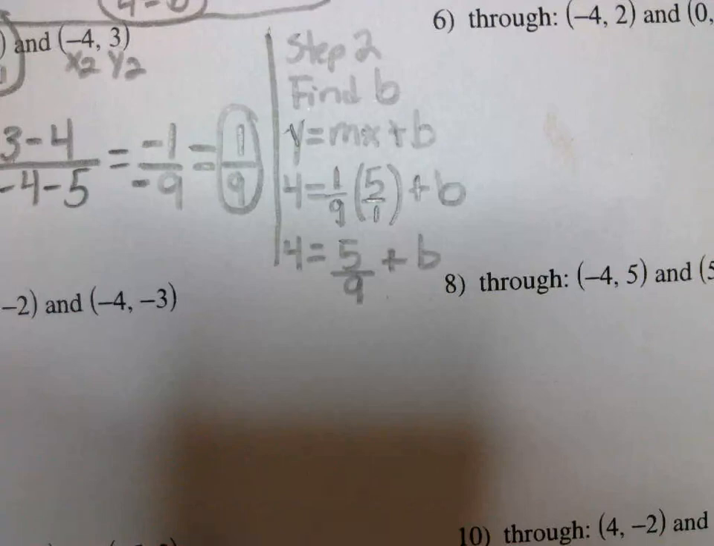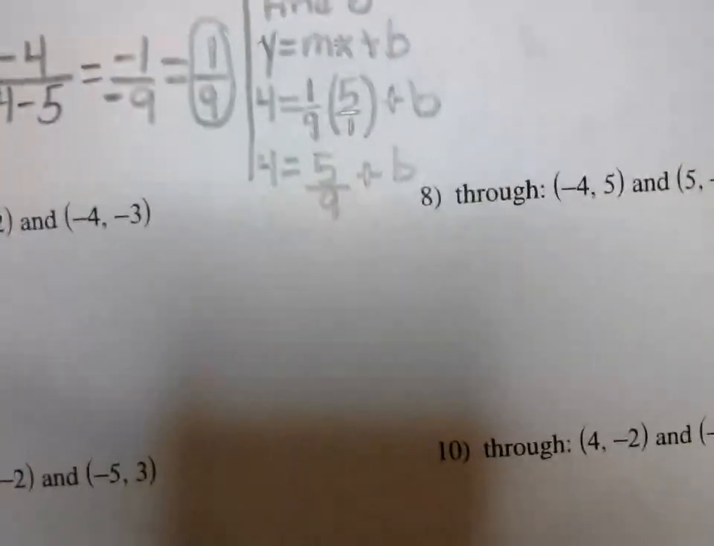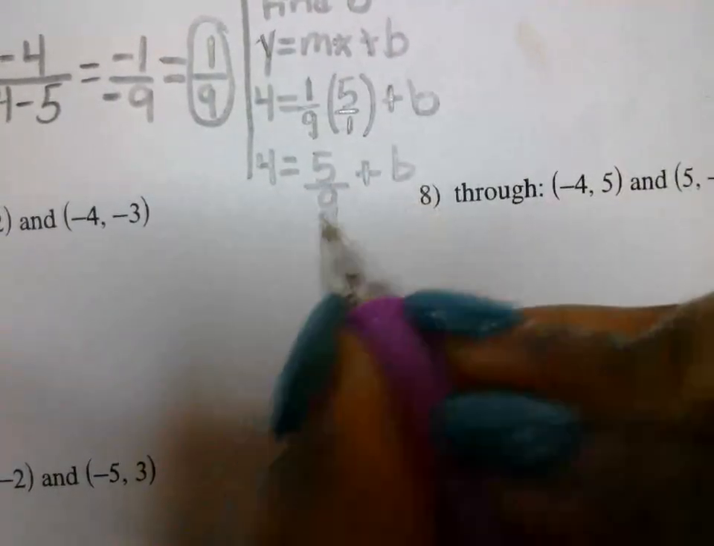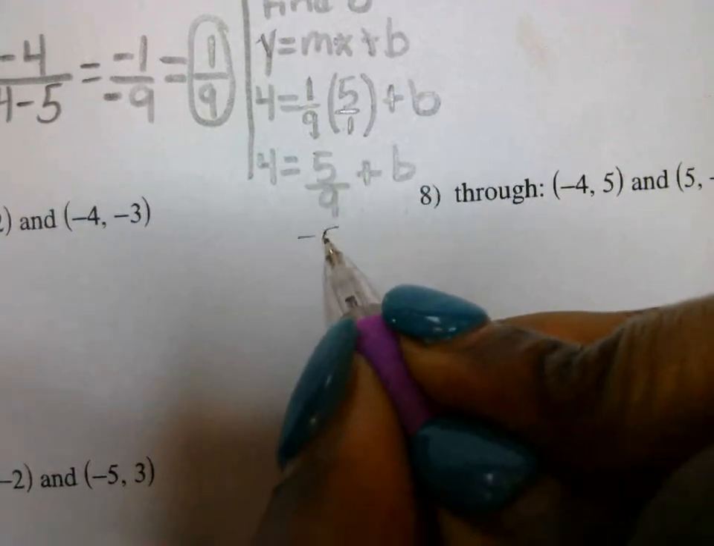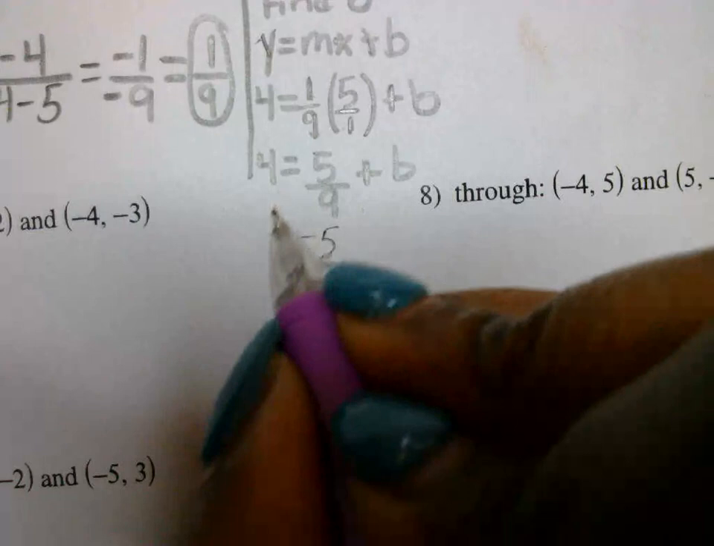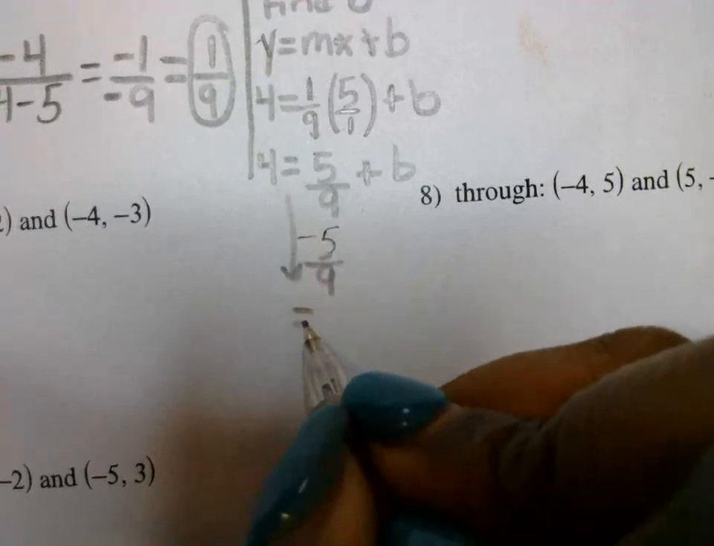So you still got to multiply the 1 by 5 and the 9 by 1. As long as you do that right, you're good. All right, now how do you get b by itself? You got to subtract. This is a positive, so minus 5 over 9 to both sides.